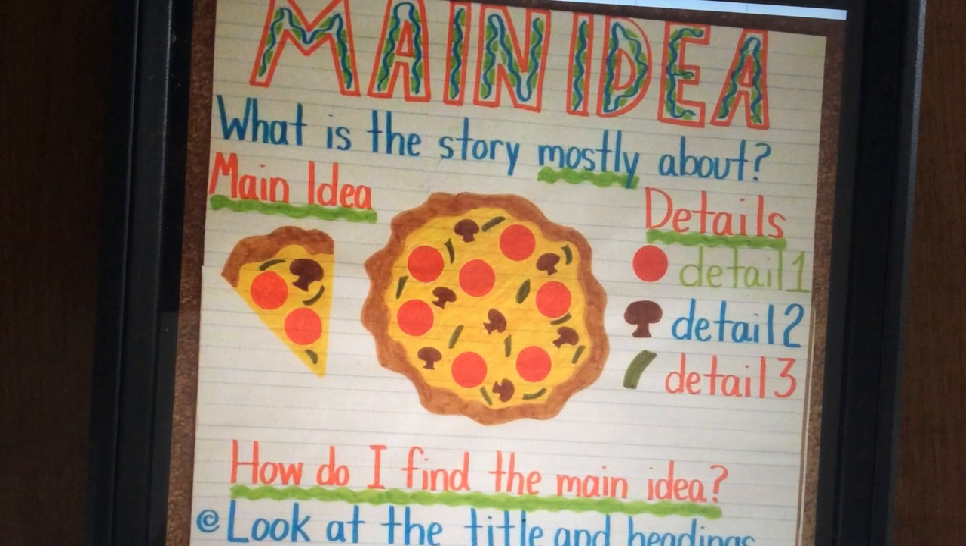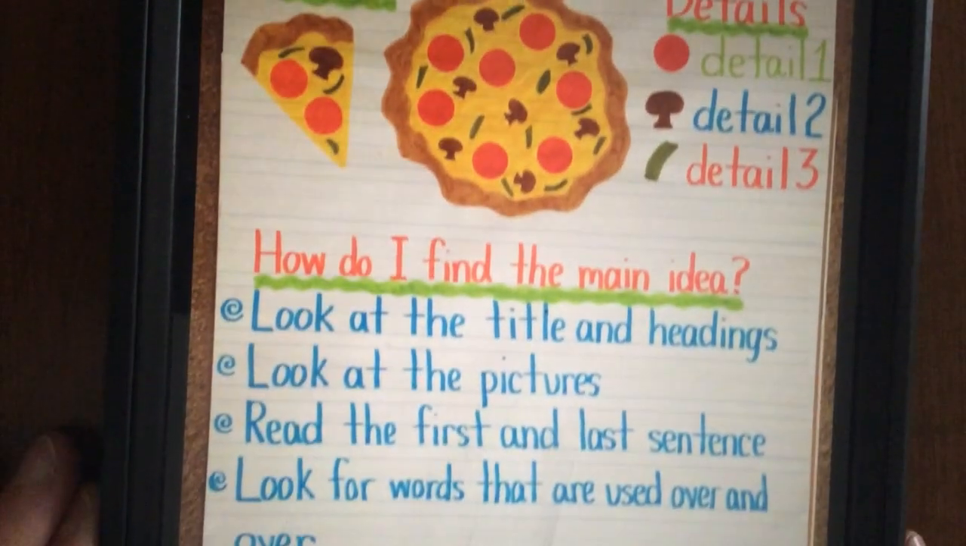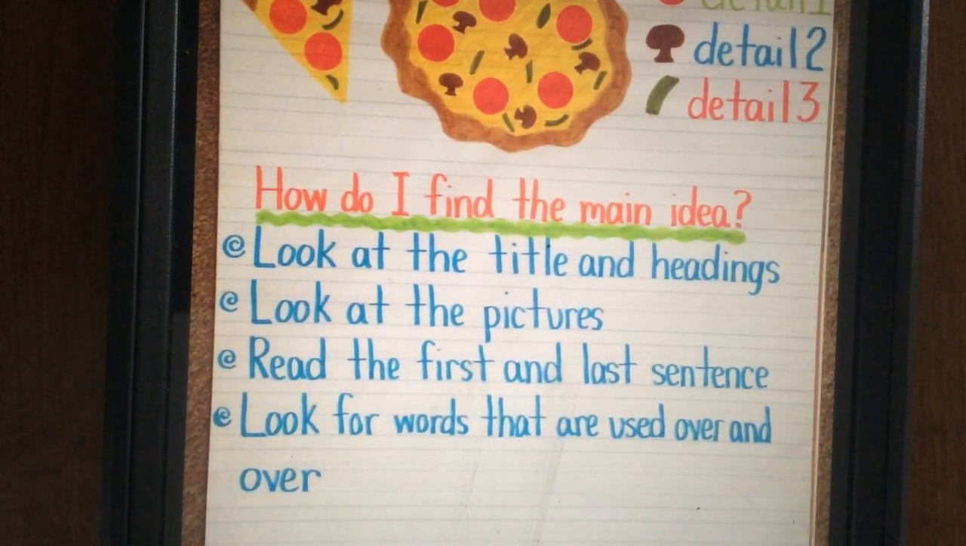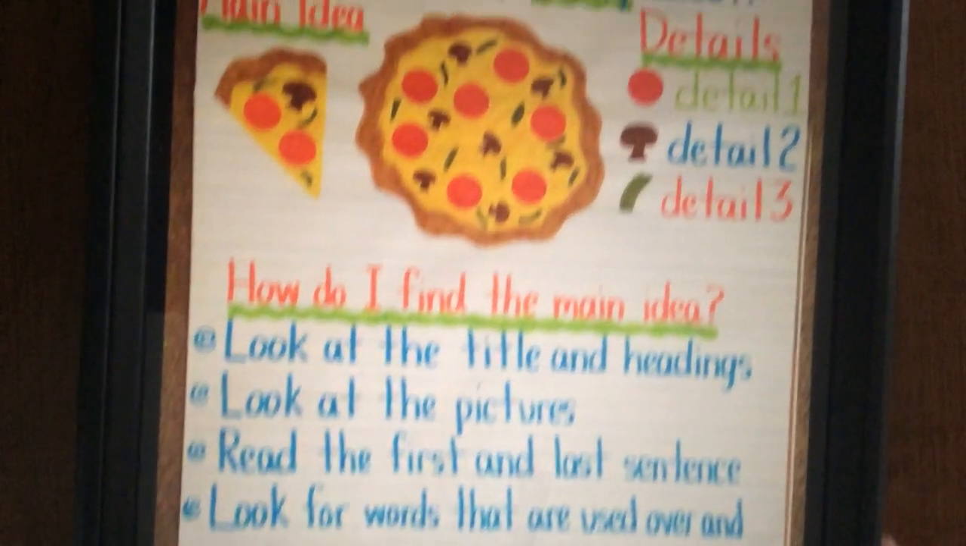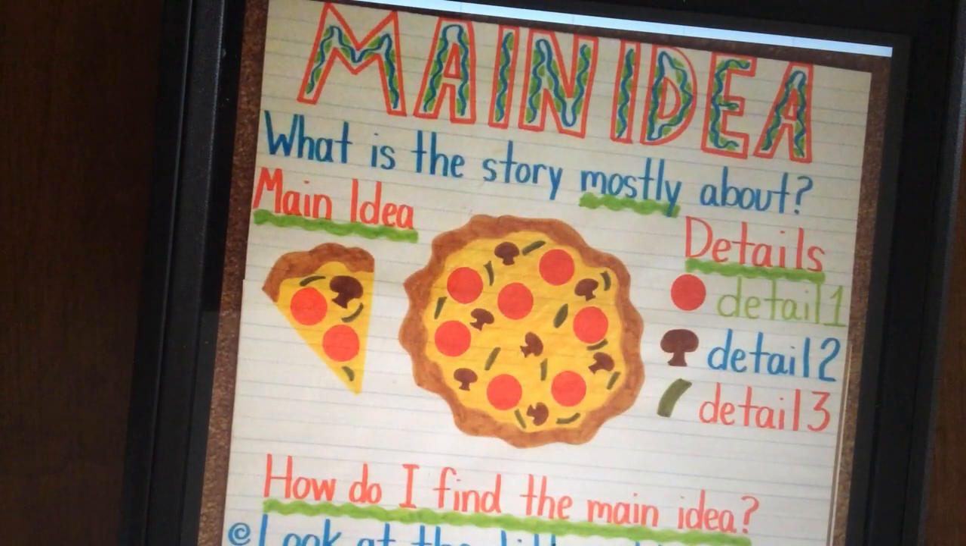Okay, and sometimes we wonder, well, how do we find the main idea in something that we're reading? And so you can look at the title and the headings. Remember, that's what we do a lot in our Scholastic News magazines. You can look at the pictures. Those give you some clue as to what the main idea is about. You can read the first and last sentence, because that's like when you write your topic sentence and your concluding sentence. That's usually what your main idea is. And you can look for words that are used over and over.